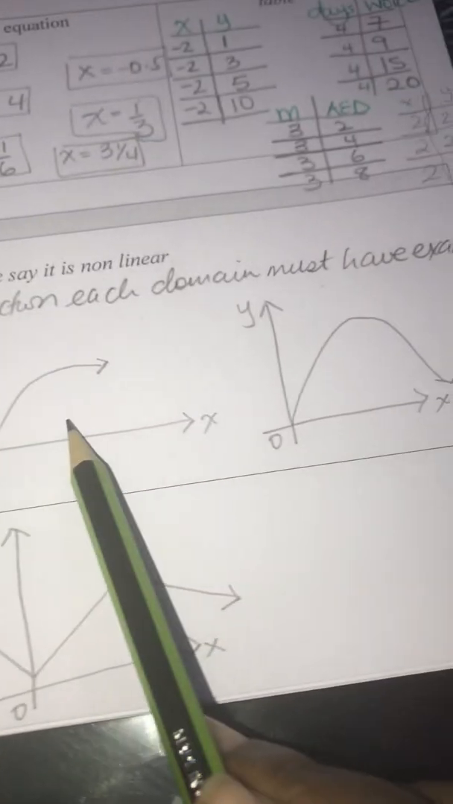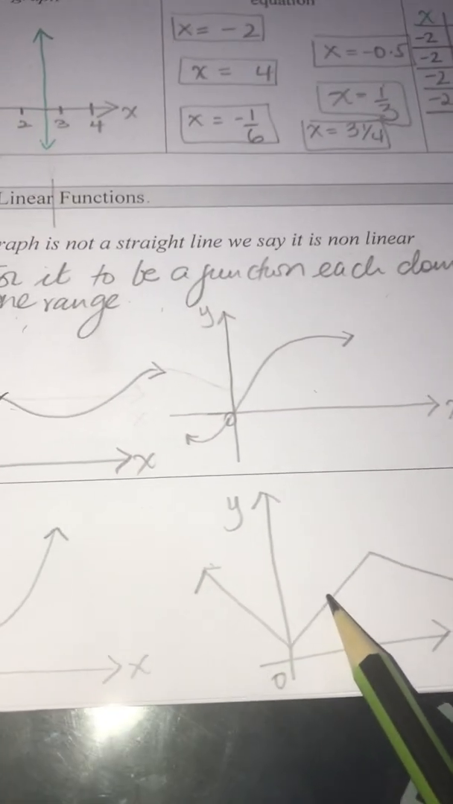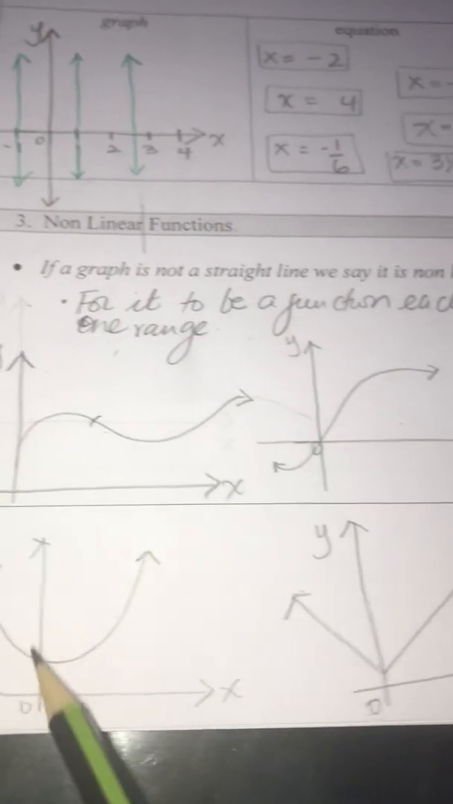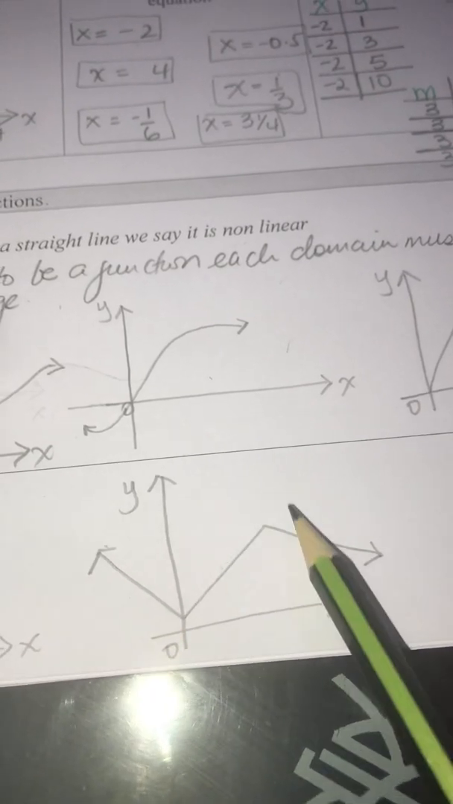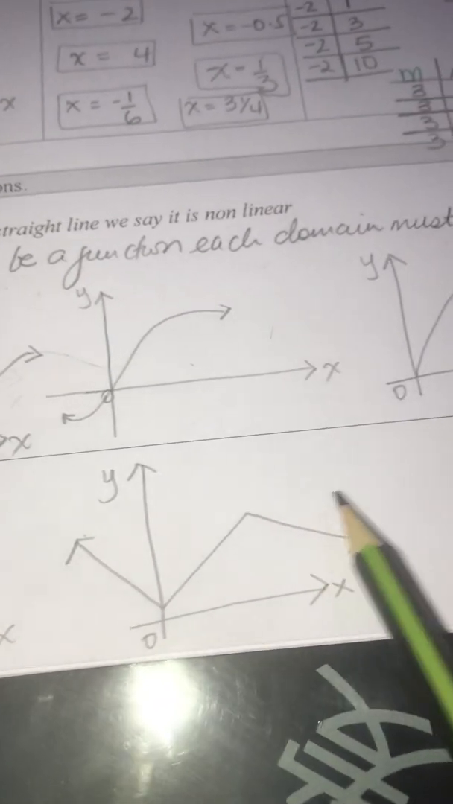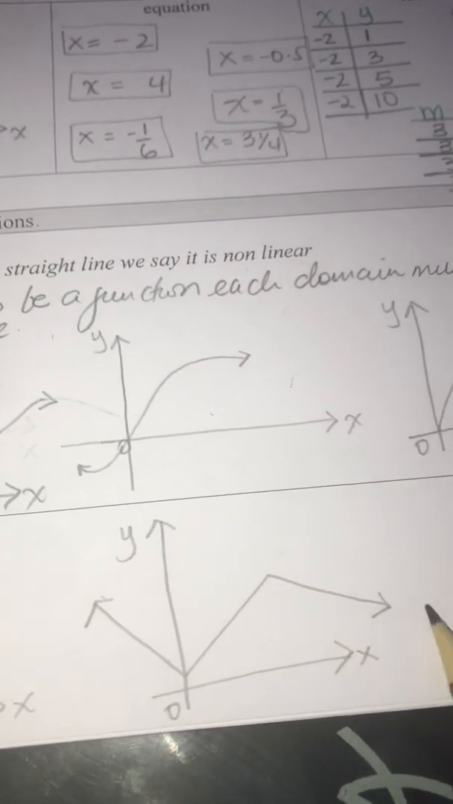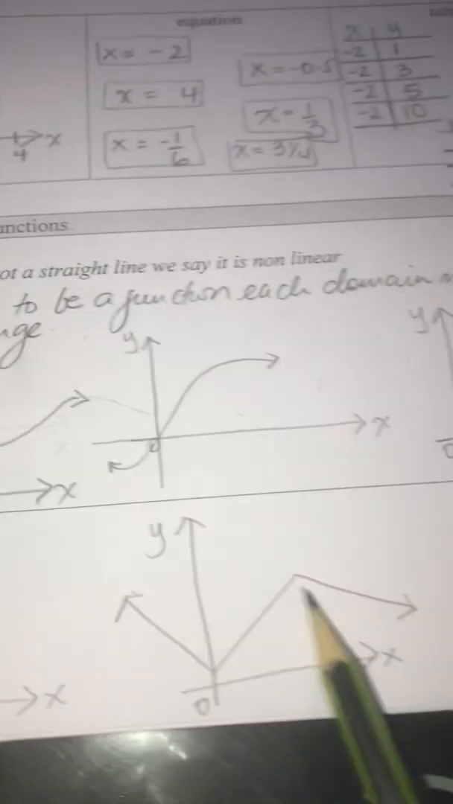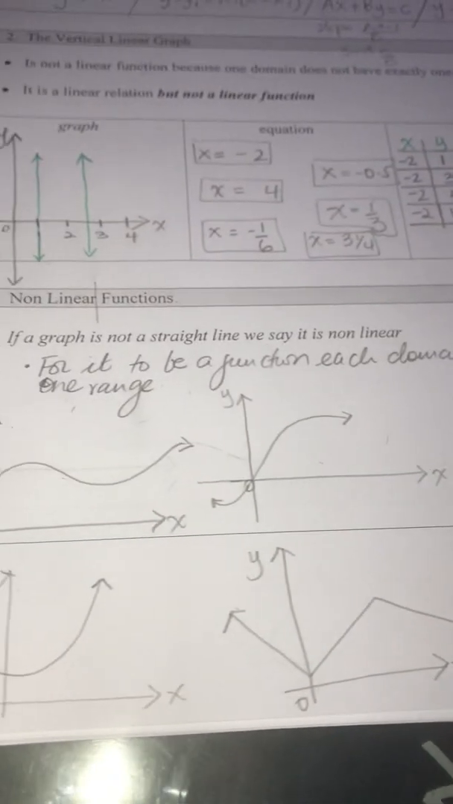So all these graphs are nonlinear functions. All of them. This is not a straight line. This is many straight lines put together. This is one straight line, two straight lines, like that. So this is not linear. This is nonlinear. So draw these examples. All right.